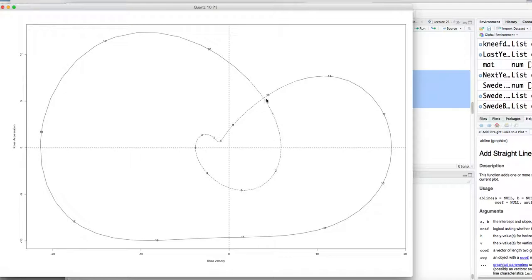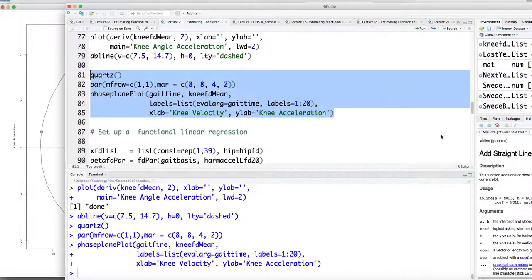Okay, and in the second part of the gait cycles, there's kind of going through a bigger loop when we walk. This shows you that when you do this phase plot and look at the derivative and second derivatives, you can find some interesting information on this functional data. This is one advantage of functional data: you can investigate the derivative and the second derivatives, and you can get more information from the curve.